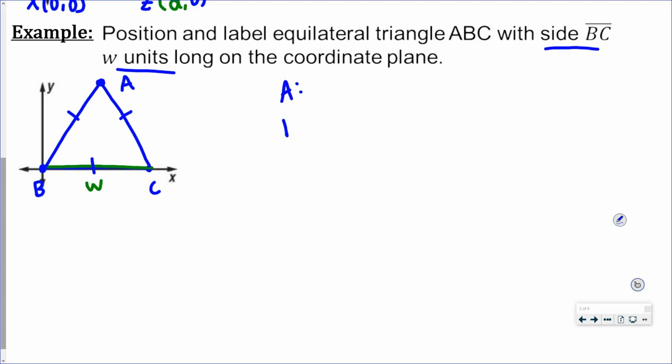All right, let's find the coordinates of everything. Let's start with B. What would the coordinates of B be? 0, 0. They're right at the origin. We did that on purpose. The next easiest one is probably C, since this is a distance of W. It's going to be W, comma, what, folks? 0. Exactly.